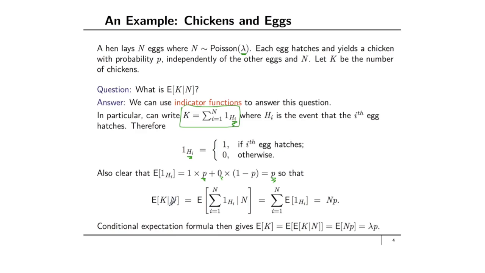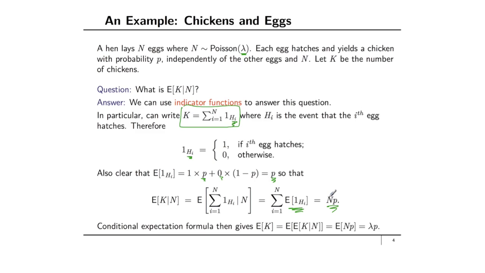So now the expected value of k given n is the expected value of this quantity given n. And n is a constant at this point because we've conditioned on its value, so we can just take the expectation inside the summation and get this. But we know the expected value of 1 Hi is equal to p. There are n of these terms, so we get np. So therefore, the expected value of k given n equals n times p, which of course is what you would expect. If you've got n eggs and each of them hatches with probability p, you would expect the total number of chickens to be n times p.